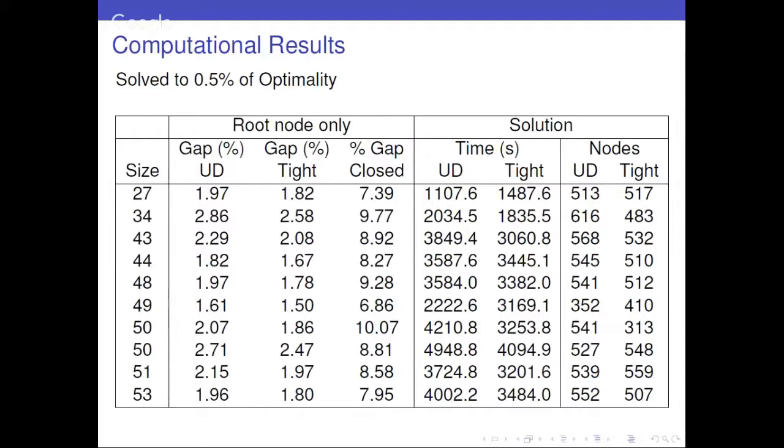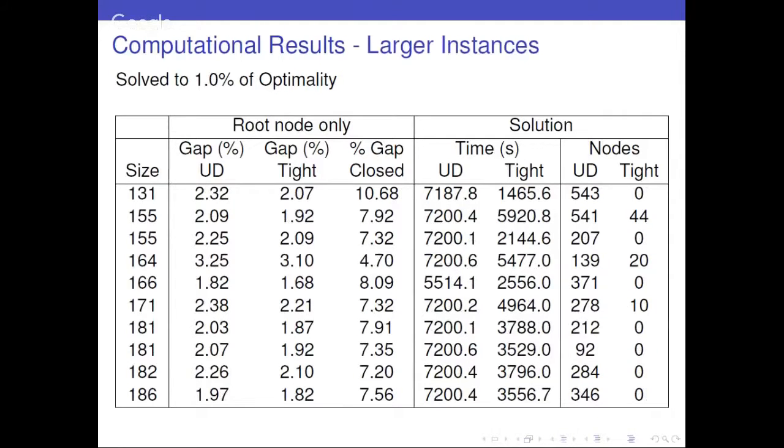If we now allow a slightly bigger gap of 1% as a stopping criterion, then we can go for sizes all the way to 186 generators. And now you really see the difference, because the previous formulation starts timing out, whereas the new one continues to run within the 2 hours. In fact, in many cases, we have the solution at the root node. There is basically no branching. We just keep cutting at the root node, and we end up finding the optimal solution within 1%.